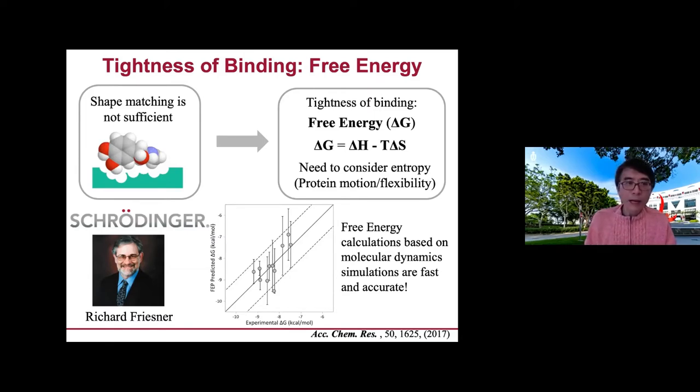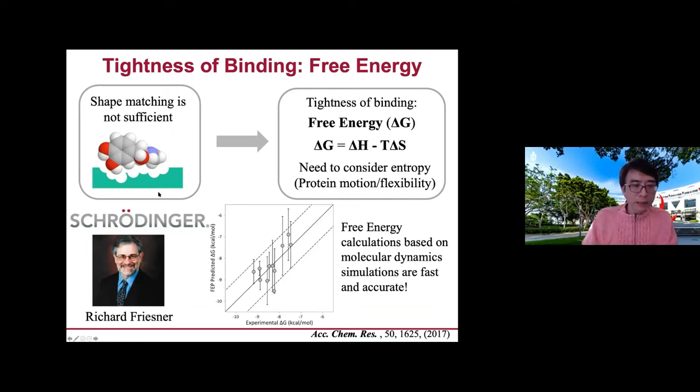In this case, we have to engineer or design the drugs corresponding to the tightness of the binding. What do I mean by the tightness of the binding? In the chemistry of physics, we call this free energy. I believe most of you have probably learned this term. Free energy is a characterization of the tightness of the binding, and it is related not only with enthalpy, but also with entropy, right? What is entropy? Entropy is a characterization of the disorder of the system, and that is naturally related to protein motion and flexibility. The more flexible the protein is, the higher the entropy is.